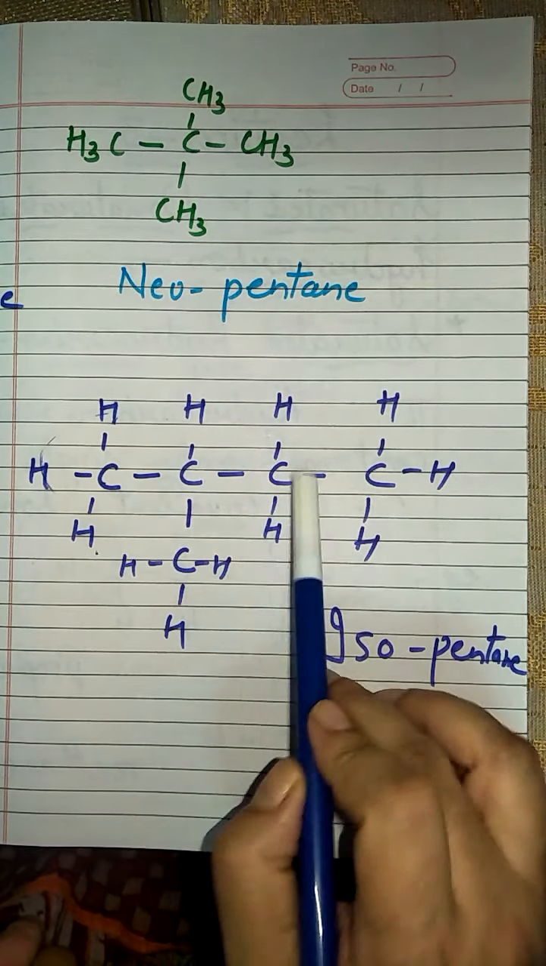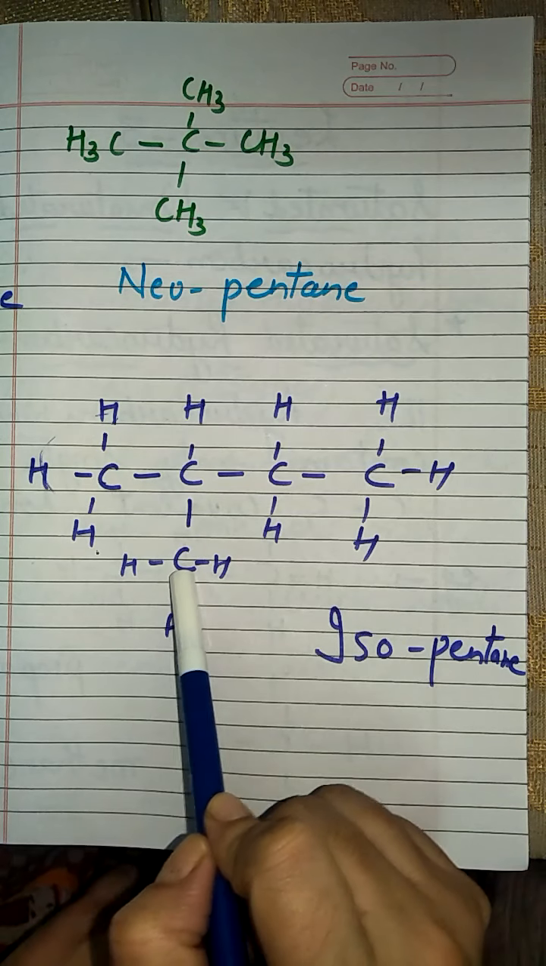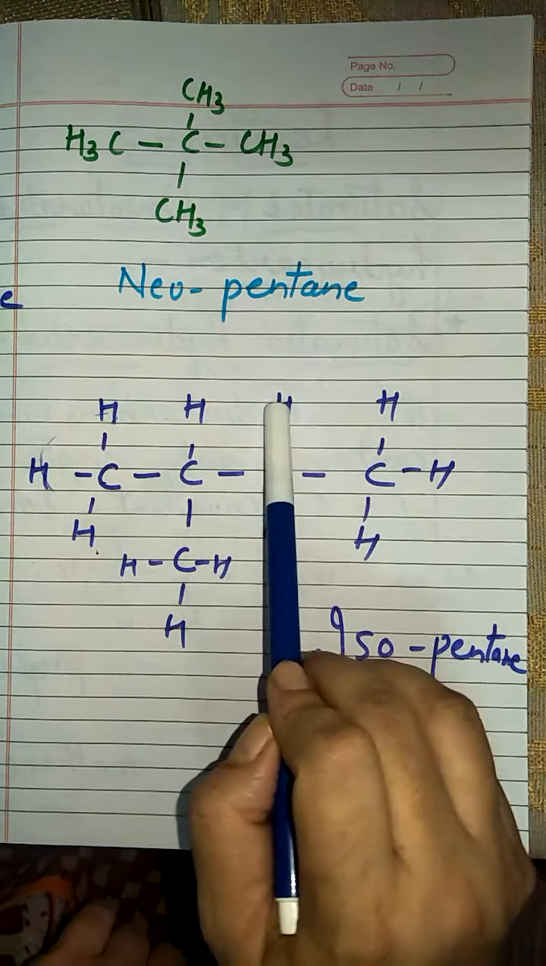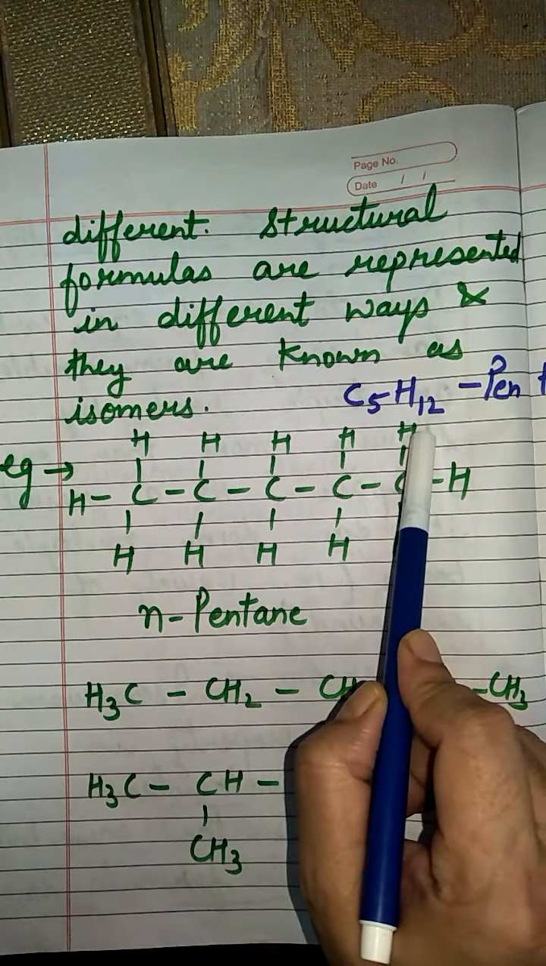5 carbons, 1, 2, 3, 4, 5. Hydrogens are supposed to be 12. So let us see, are they 12? 1, 2, 3, 4, 5, 6, 7, 8, 9, 10, 11, 12. So hydrogens are 12. So this is isopentane.